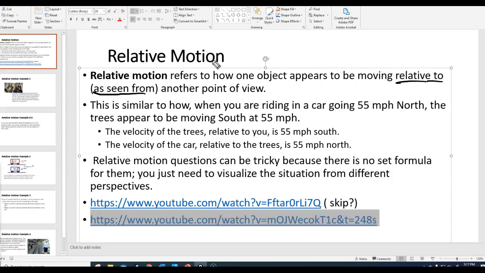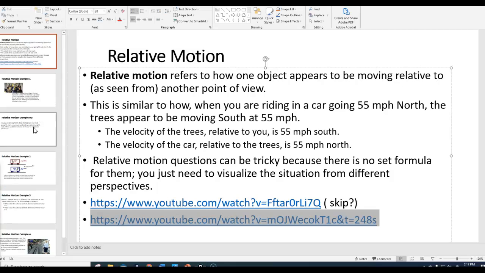If that's a little confusing, I get that. Relative motion questions can be tricky because they require some visualization and imagination. If you're a visual person, drawing a picture might sometimes be helpful. We're going to do some examples, and hopefully you get a feel for how to solve relative motion problems. We're not going to be doing any complicated math, usually just basic adding and subtracting, but make sure you understand that relative to means as seen from that perspective.